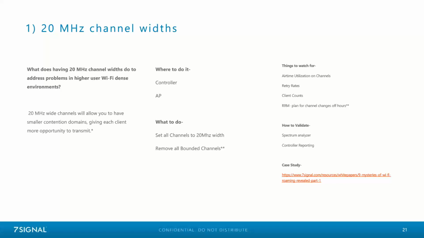What you also want to do is remove all bonded channels. So double asterisk, this is 303 best practices for the design professional. There's no need to have 40, 60, 80, 160 bonded channels when you've got a high client, high density environment. You don't need to. You go ahead and just throw it all down to 20.